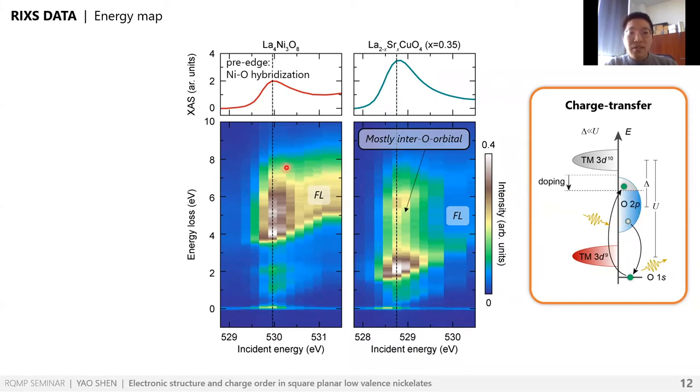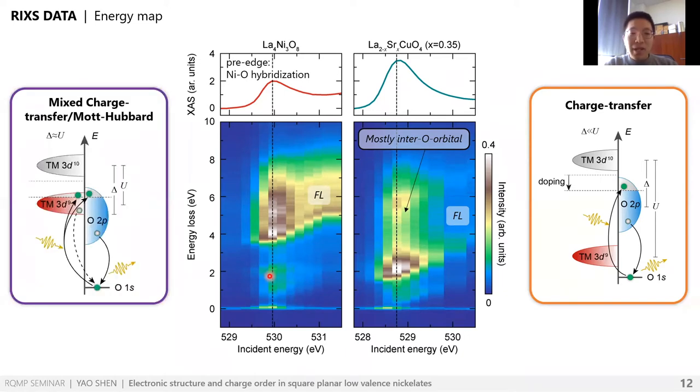How about the nickelates? If you look at it, we have strong high energy signals and weak low energy signals. And if you analyze it, you will realize that it is in the mixed charge transfer-hybrid regime. The high energy strong signals correspond to oxygen 2p electrons de-exciting to fill the core hole. And the low energy features correspond to the dashed line here: an electron from the transition metal 3d orbitals de-excites to fill the core hole. And this process is only made possible through hybridization, so it is expected to be much weaker.